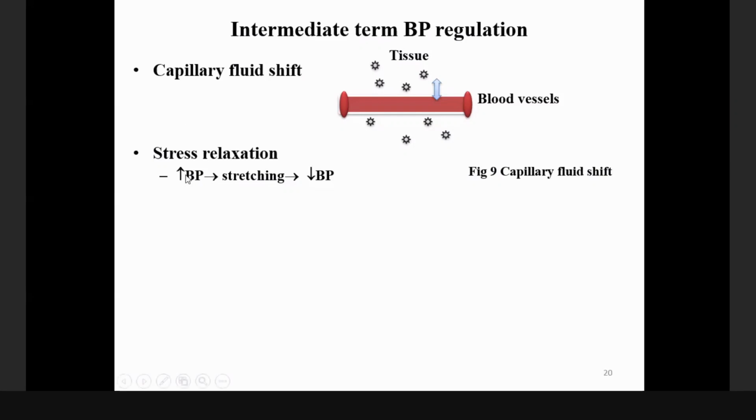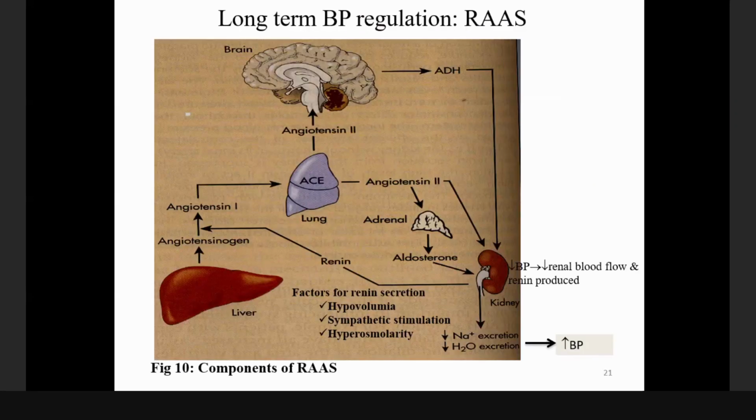The other is stress relaxation. I mean that blood pressure is the force exerted on your blood vessel by blood. So assume your blood pressure is increased. Then when your blood pressure increases, your blood vessel is going to extend, stretching. Then the luminal diameter increases, so that the force exerted on the wall of the blood vessel is reduced. Okay, that's called stress relaxation. The last is long-term blood pressure regulation.